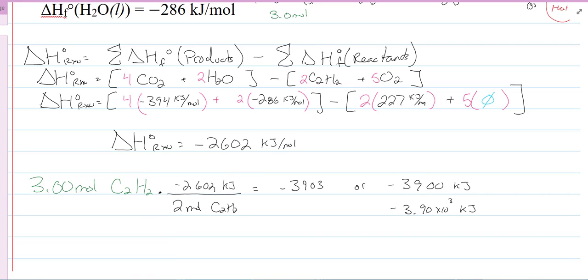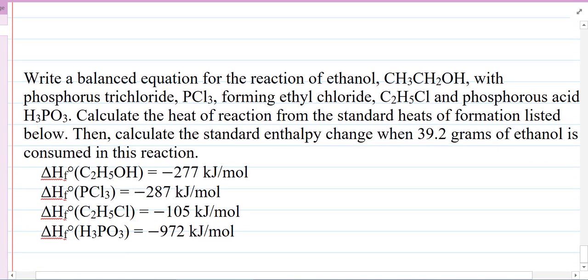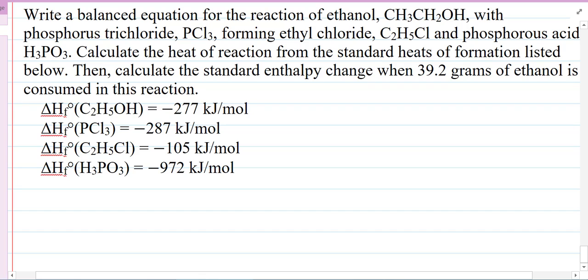Last one, just like the one before. We're going to balance the equation for the reaction of ethanol with phosphorus trichloride, forming ethyl chloride and phosphorus acid. Then calculate the heat of the reaction. So we have to write a balanced equation first, calculate the heat of the reaction, and then calculate the standard enthalpy change when 39.2 grams of ethanol is consumed.